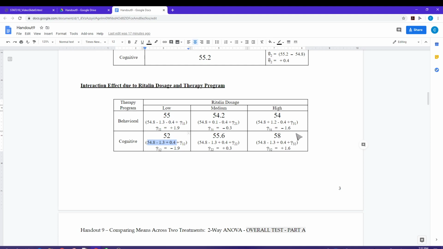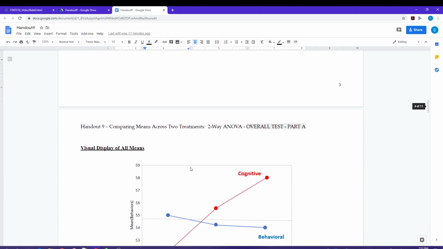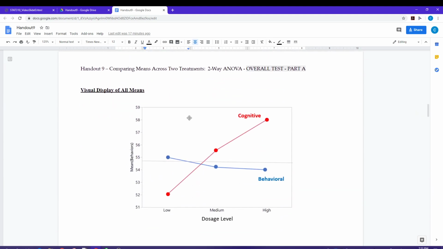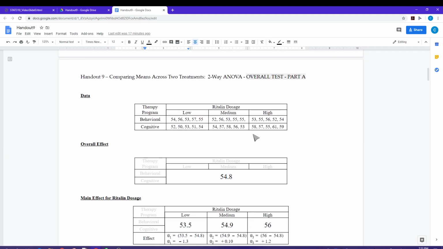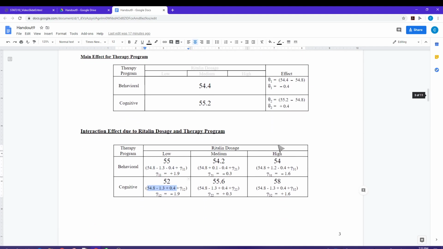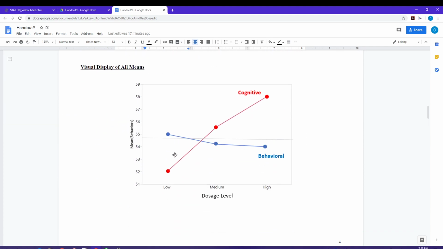Okay, these are the interaction terms then. This 1.9, negative 0.3, negative 1.6, negative 0.9, all the way across there. And again, those will all sum to 0 as well. So let's just look at a visual display. So what we've done here is computed these averages different ways. But let's just look at those 6 averages on a graph here.